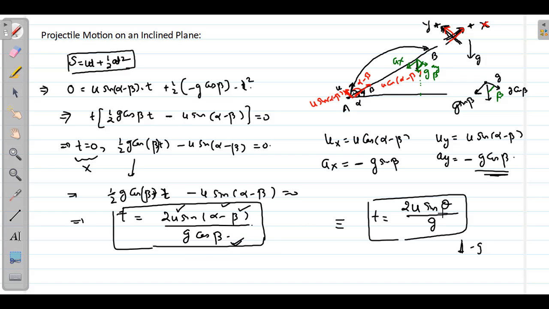And theta is the angle of projection on the plane. Here angle of projection is alpha minus beta. So comparing this can help us to remember the formula. It is an important formula we have to remember.